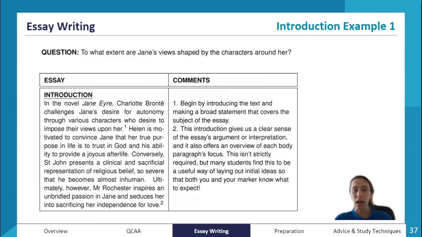Okay, so let's have a look at some examples to paint the picture in our minds. To what extent are Jane's views shaped by the characters around her? So our first sentence: in the novel Jane Eyre, Charlotte Bronte challenges Jane's desire for autonomy through various characters who desire to impose their views upon her. Okay, so we're clearly showing what we're talking about. We've got the name of the text, we've got the name of the author, and we're making that broad statement that covers the subject of the essay.